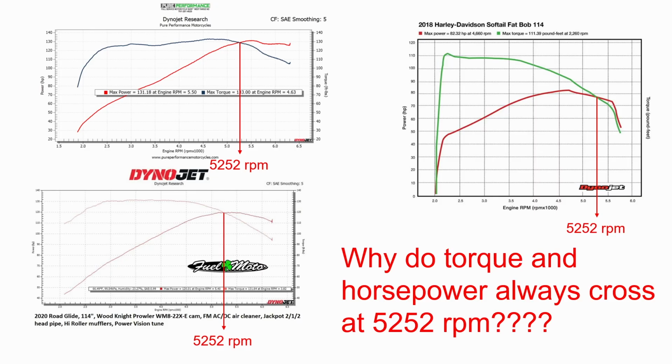Now if you were to zoom into each of these graphs, you would see that the 5250 number actually is precisely 5252 RPM, and this 5252 number shows up so many times over and over again, no matter what dyno graph you look at, that it begs the question, why do torque and horsepower always cross at 5252 RPM? And the answer lies in a pretty basic physics equation.